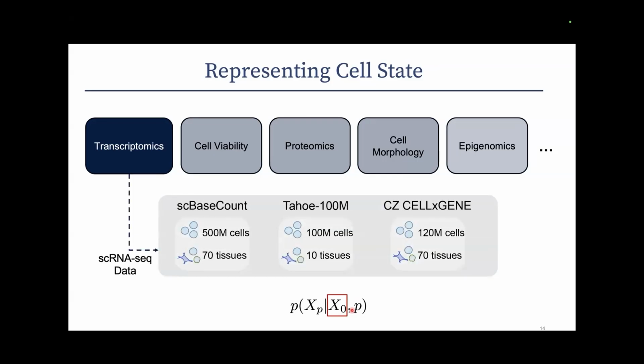And so we in particular looked at a few different data sets that were very interesting. As I mentioned, BaseCount, which has over 500 million cells worth of data from 70 different tissues. We also made use of data from the Tahoe 100 data set, which had about 50 different cell lines. And of course, the cell by gene corpus, which also has data from various different tissues and species.